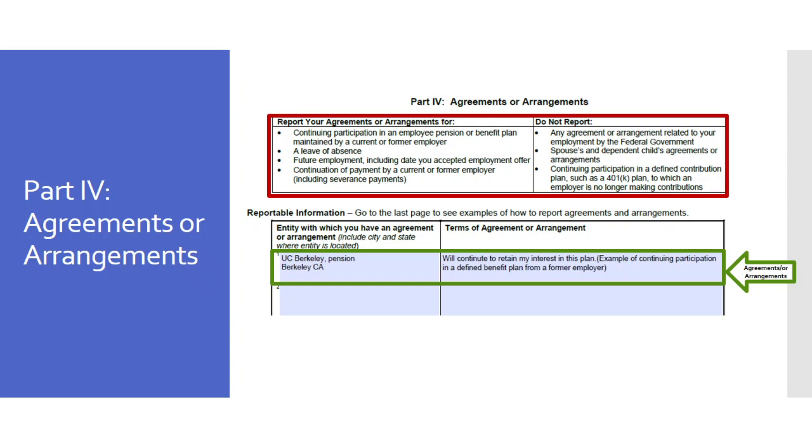Do not report future employment if you are going to another federal entity. You also do not report continued participation in a defined contribution plan, such as a 401k plan, if your former employer no longer makes contributions to the plan. Do not report agreements or arrangements related to your government employment, or spouse or dependent children arrangements or agreements.